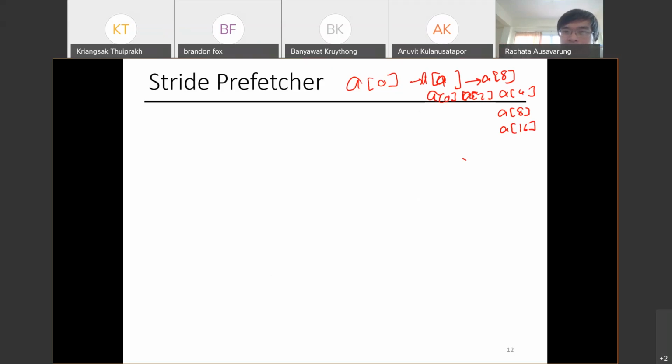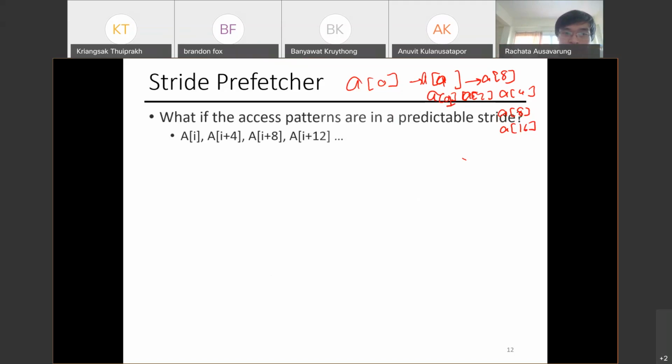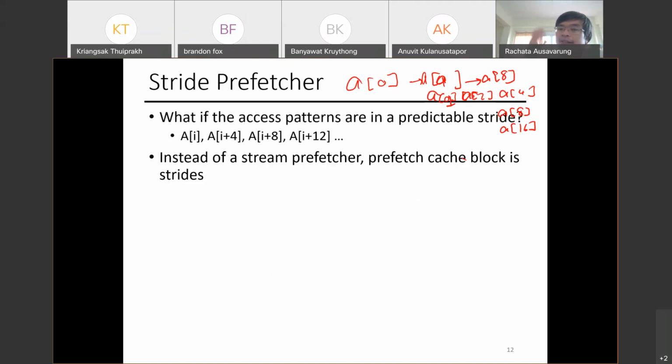I guess A of 1 here. Basically, it's go 2 to the n. These also have patterns, right? So if you have these still predictable strides, you can basically, instead of a stream prefetcher, which always fetches the next block, fetch them in strides by using the history, right?